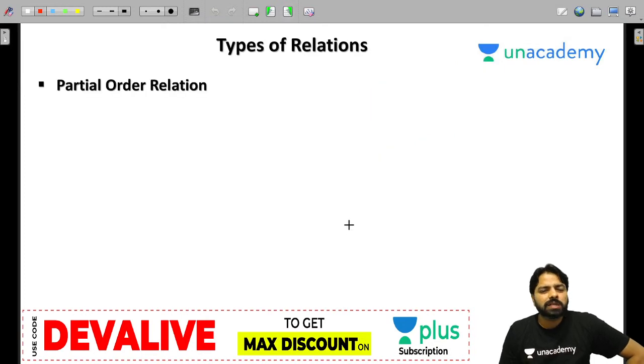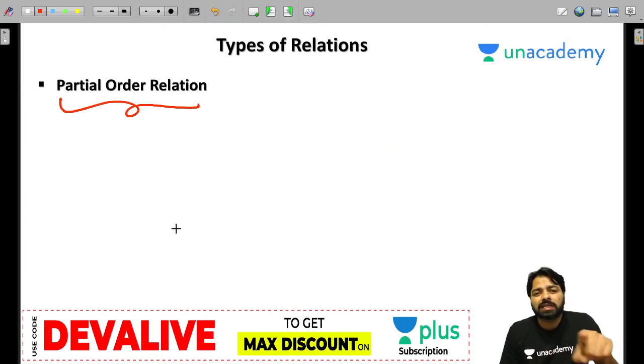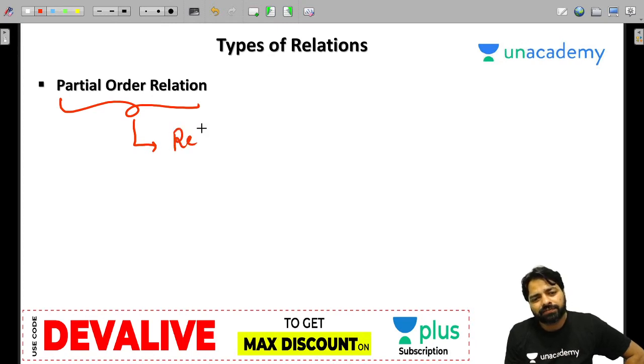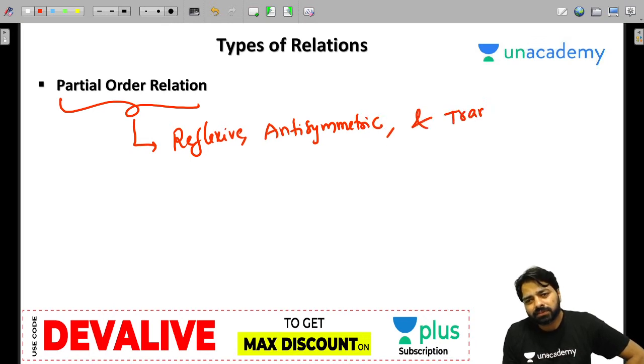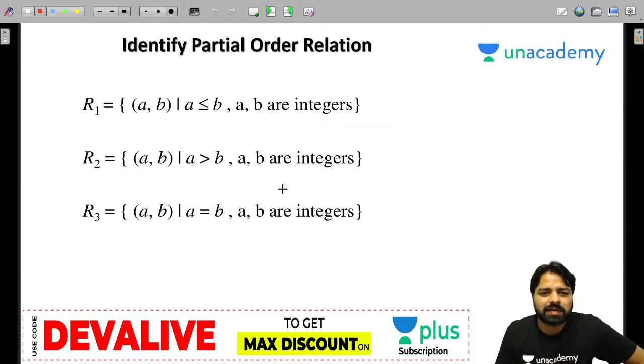Now, what is a partially ordered relation? And if you want to understand lattice theory, this relation is very, very important for you. Those people who are not able to understand lattice theory, the reason might be you didn't understand partially ordered relation. It is reflexive, antisymmetric, that makes an order. That antisymmetric makes partial order, and transitive.